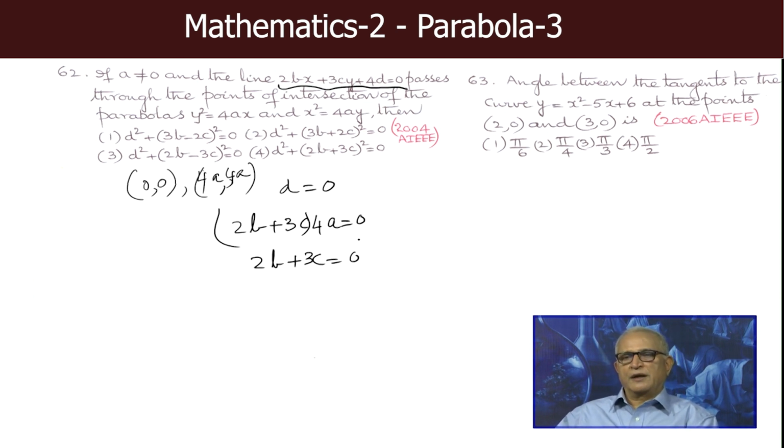A naught B, A square plus B square 0, A will be real. So, D 0, 2B plus 3C 0, D square plus 2B plus 3C whole square 0. So, that is the last option, 2004 AEEE.